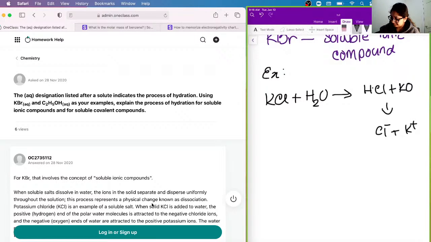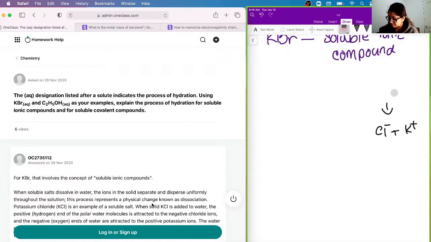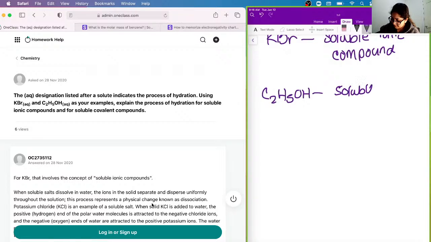For ethanol, it involves the concept of soluble organic compounds. C2H5OH is a soluble organic compound.